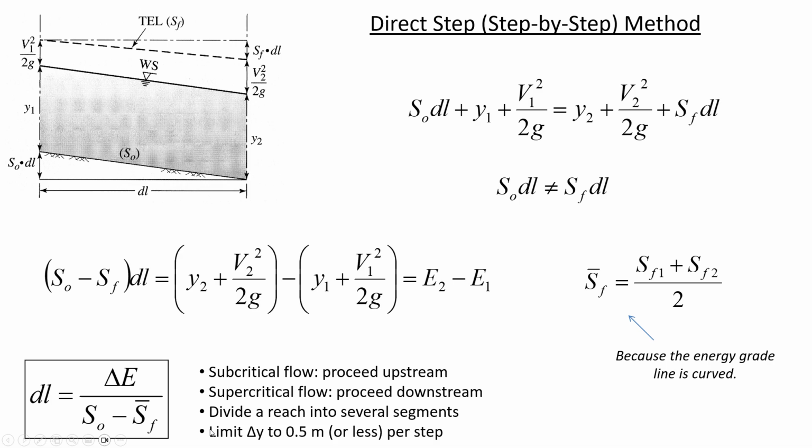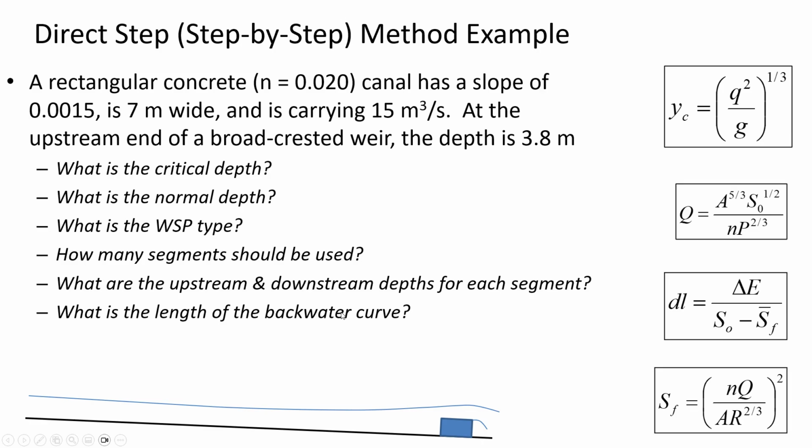So we'll divide a long reach into several segments, each of which have a depth increase of 1/2 meter or less. And so I sent you a template file that I posted online. And we're going to go through it together to get a first taste of the direct step method. So we've got a rectangular concrete channel with a roughness of 0.02. It has a slope S0 of 0.0015. The channel is 7 meters wide and it's carrying 15 cubic meters per second. And then we measure the actual water depth at a certain location as 3.8 meters.